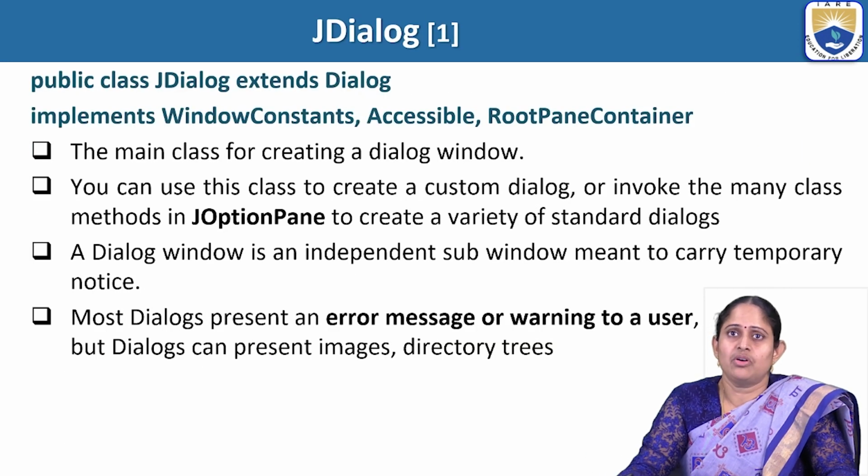Next is the JDialog box. This window is mainly used to display any error message or warning. So the general form is public class JDialog extends Dialog implements WindowConstants, Accessible, RootPaneContainer. This is the main class used for creating a dialog window. We can use this class to create a custom dialog or invoke the many class methods in JOptionPane to create a variety of standard dialogs.